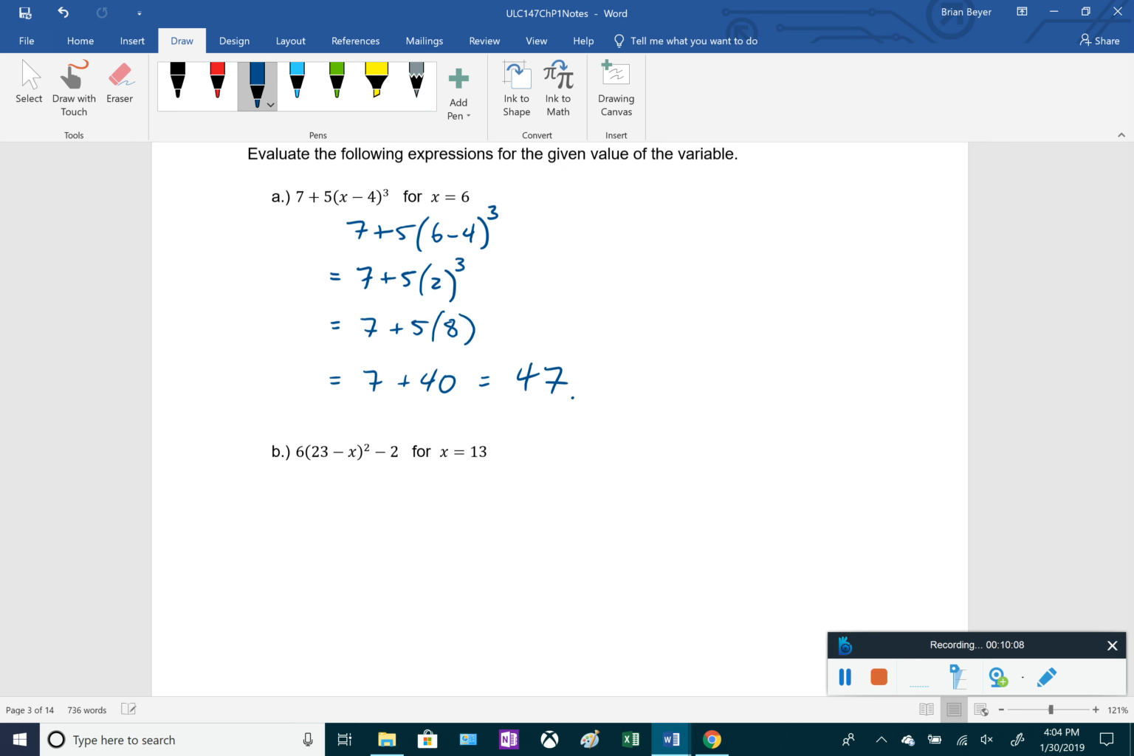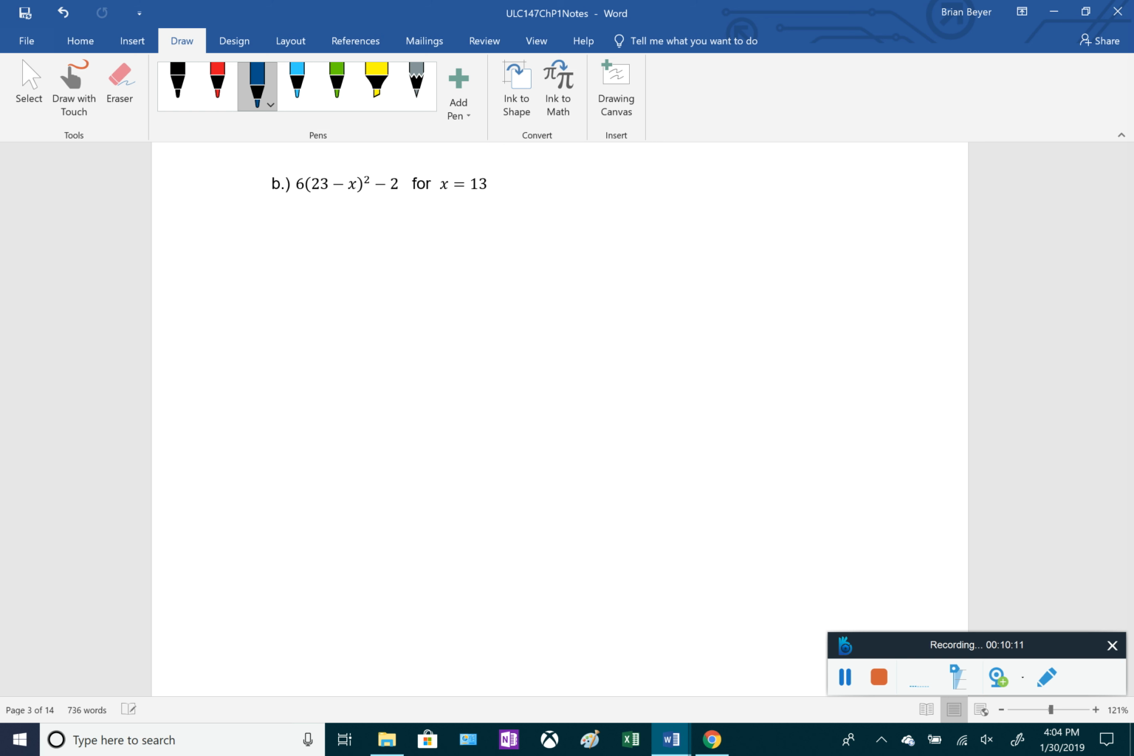And next, we have 6 times 23 minus x squared minus 2. And we're going to evaluate that when x is 13. So let's plug in a 13 into x. So 23 minus 13 squared minus 2. Parentheses first, 23 minus 13 is 10. Exponent next, 10 squared is 10 times 10, so 100. Multiplication, 6 times 10, 600. And 600 minus 2 is 598.